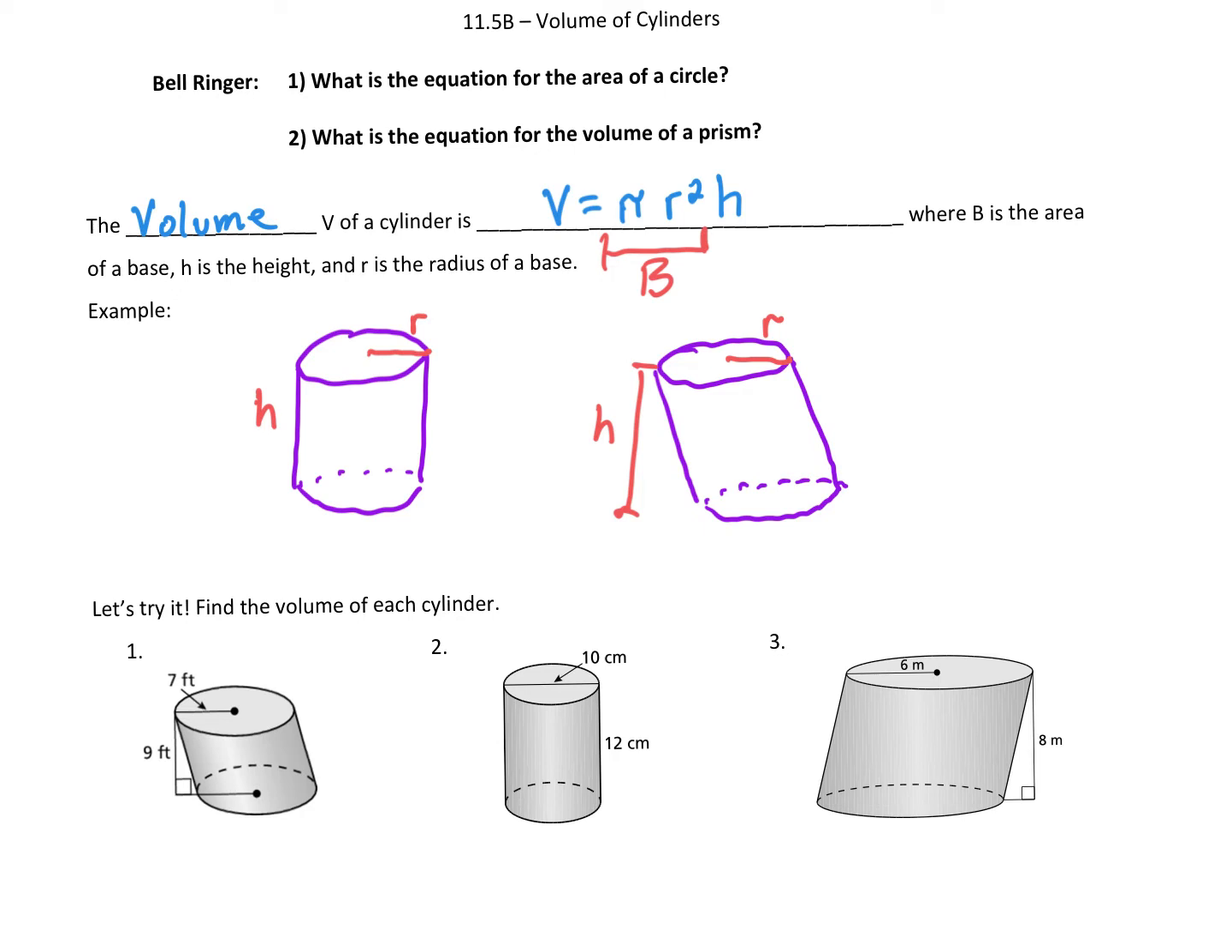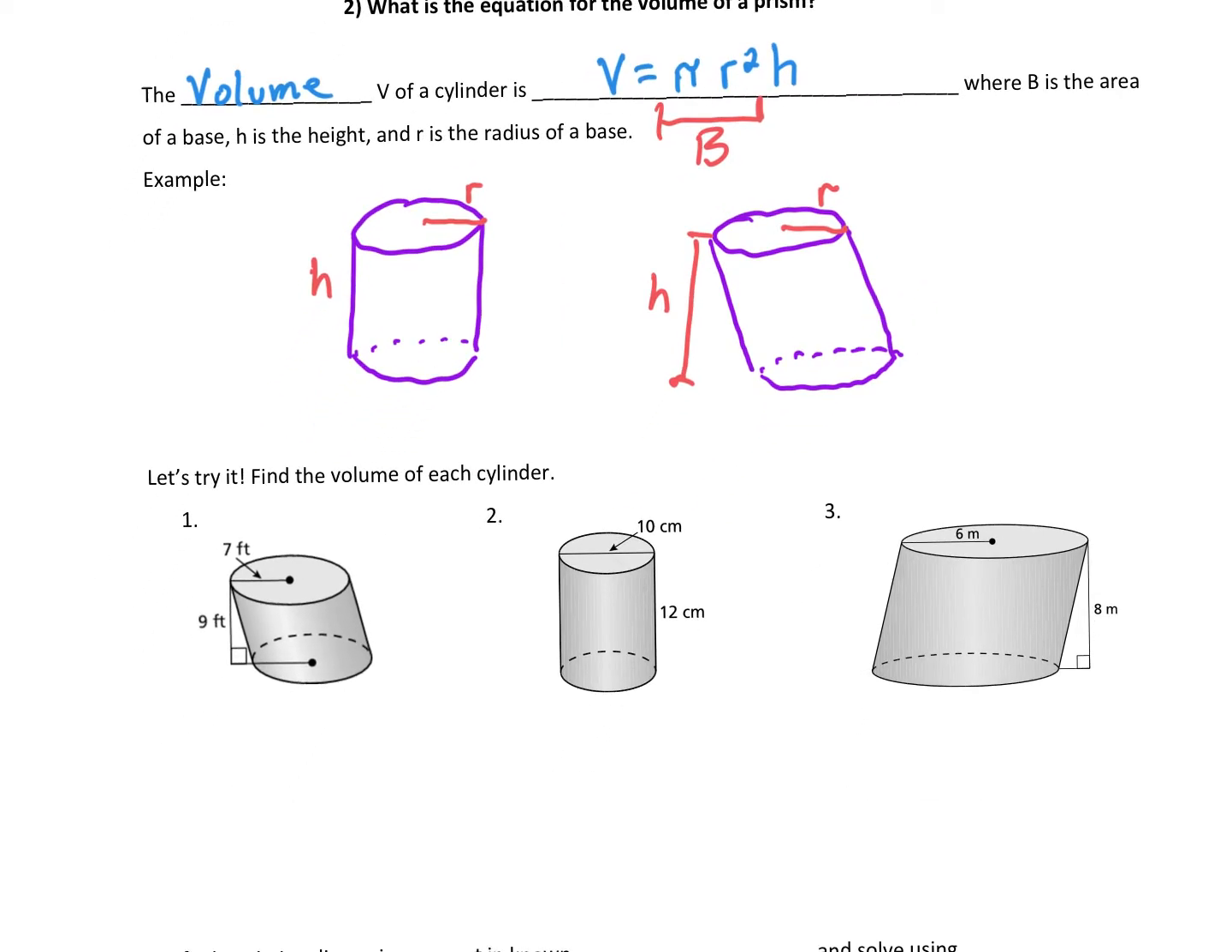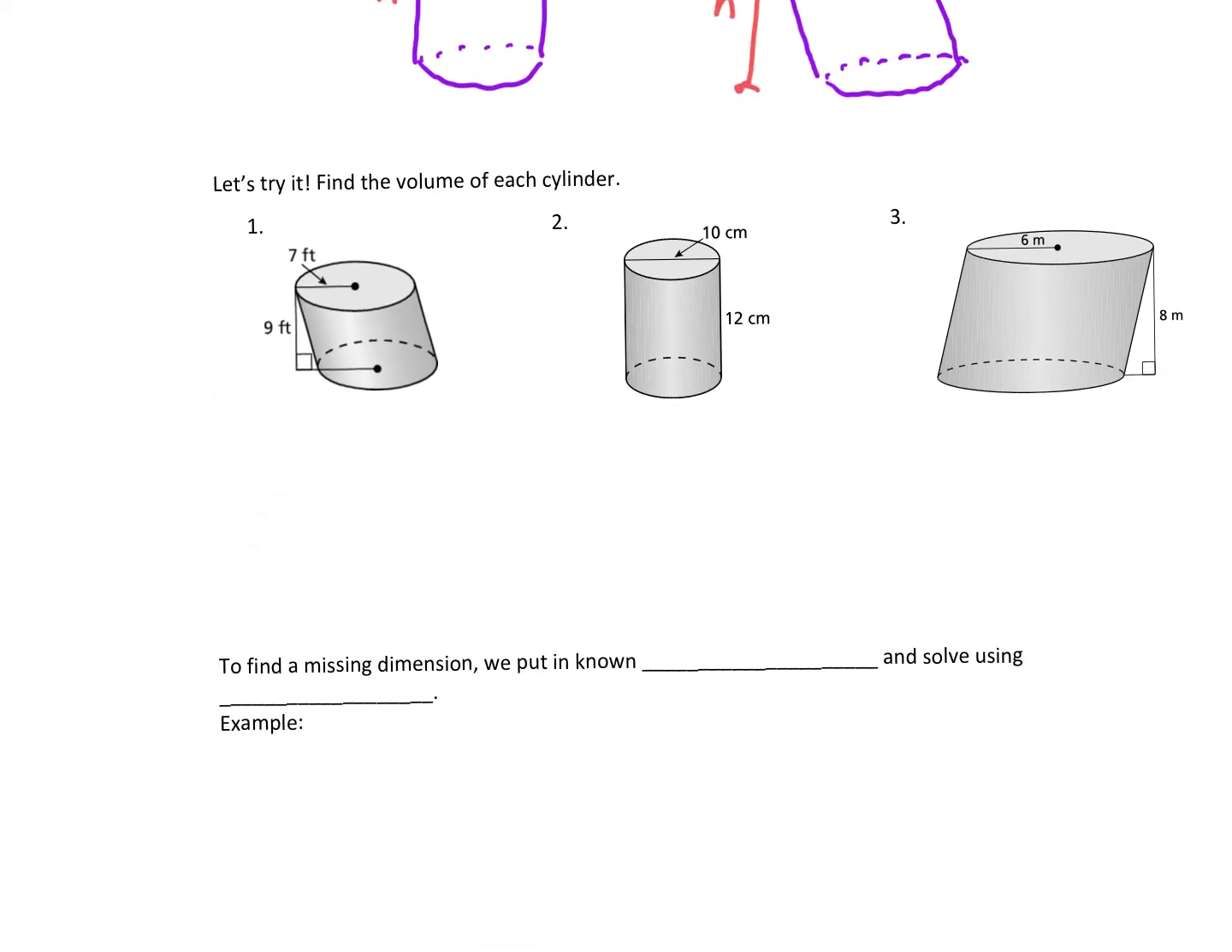So let's try it out. We just got to use the units and plug it into our formula. So number one, remember our volume is pi, our radius is 7, so 7 squared, and our height is 9. All we have to do is punch that into the calculator, and it gives us 1,385. Our units is feet. Volume is a three-dimensional figure, so it's feet cubed.